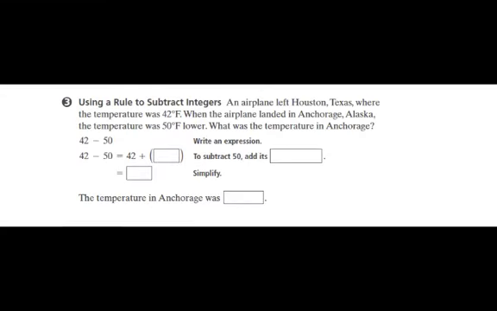Now let's take a look at a story problem. An airplane left Houston, Texas, where the temperature was 42 degrees Fahrenheit. When the airplane landed in Anchorage, Alaska, the temperature was 50 degrees lower. What was the temperature in Anchorage? We're going to take 42 minus 50. We'll use our same change opposite, so we end up with 42 plus negative 50. Since the signs are different, we're going to subtract. 50 minus 42 is 8. We have more negatives, so it's negative 8. So the temperature in Anchorage was negative 8 degrees Fahrenheit.